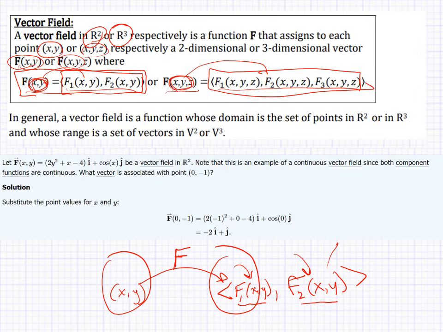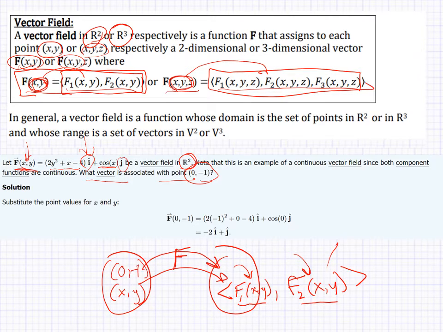Here's a quick example. Say we had a vector field defined by these two functions for the components. i is the first component, j is the second component. This is a two-dimensional vector field because you're going to plug in a 2D point and get a 2D vector. What we want to figure out is what vector is associated with the point 0, negative 1. If I start at 0, negative 1, what vector does that match up with?